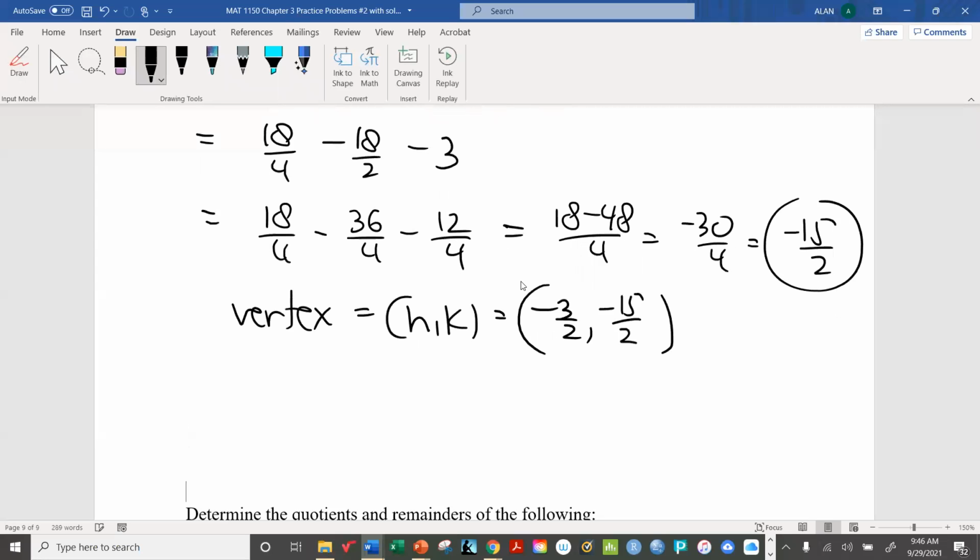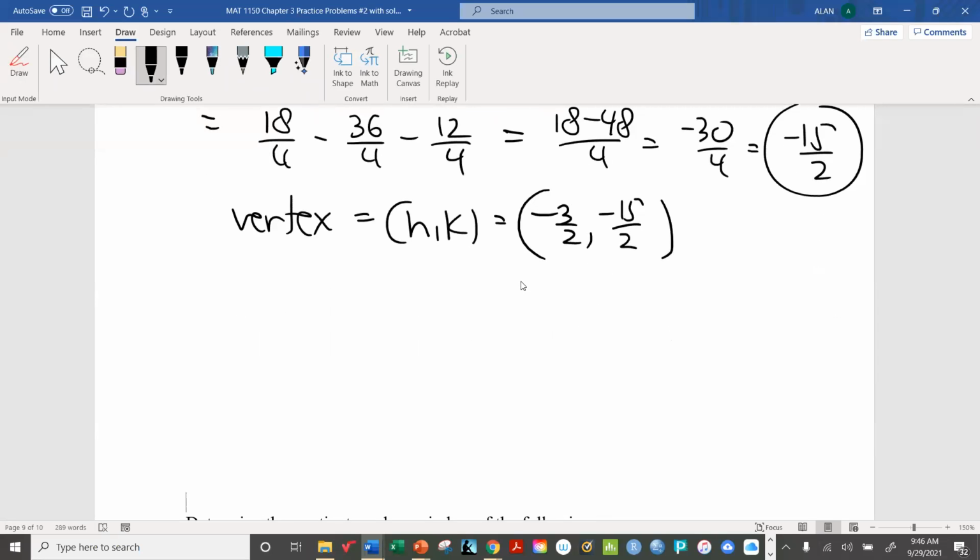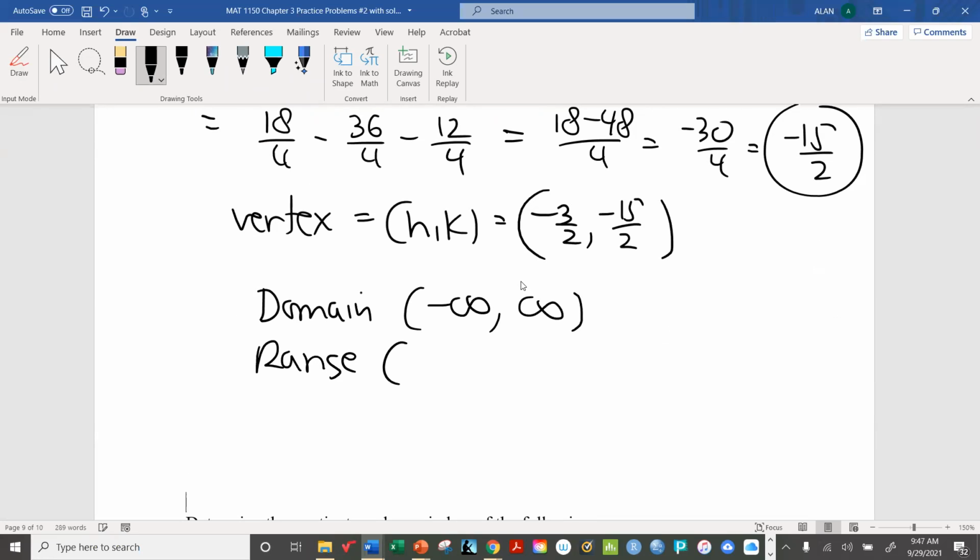That is now, because again, A is positive, the minimum value for the range. And so therefore the domain, as usual, is -infinity to positive infinity. The range is everything from -15 halves, including -15 halves, up to infinity.